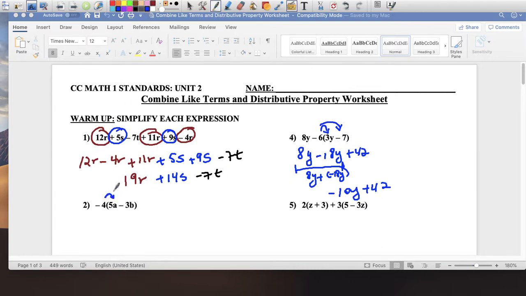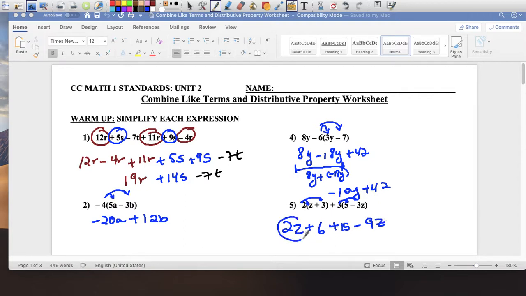Distributive property allows us to remove the parentheses, so I get -28. Negative times a negative is a positive, and 4 times 3 is 12, not 13. 12b. Here, it's going to be 2z, right? So I'm multiplying these guys here. Everybody's positive, so it makes life easier. 2z, and 2 times 3 is 6. And then the 3 is going to be multiplying these two guys here. 3 and 5 is positive, so 3 times 5 is 15, plus 15. Positive times a negative is a negative, and 3 times 3 is 9z.